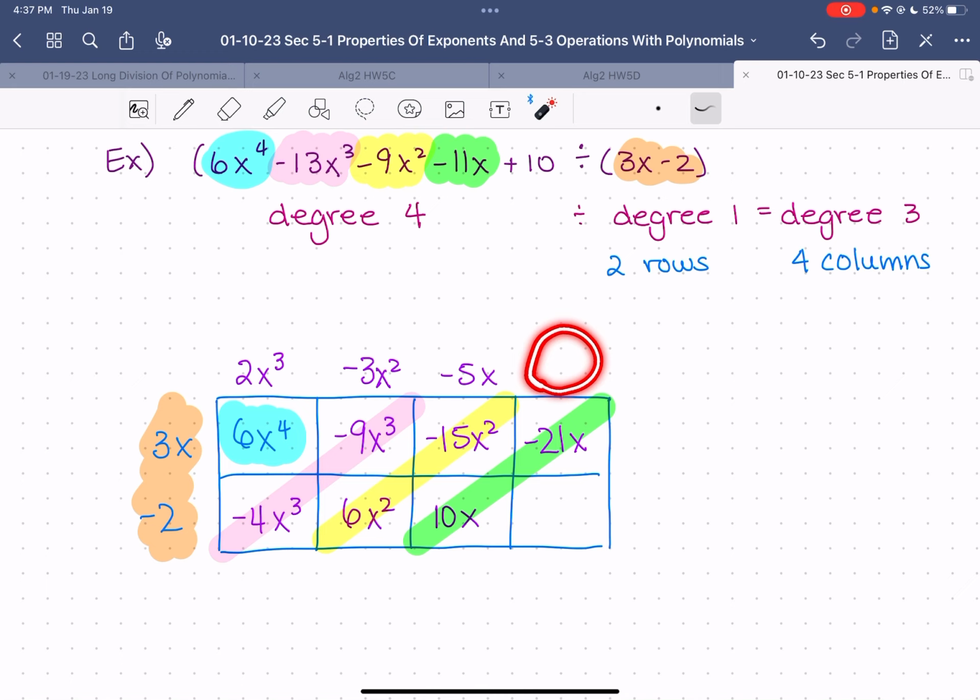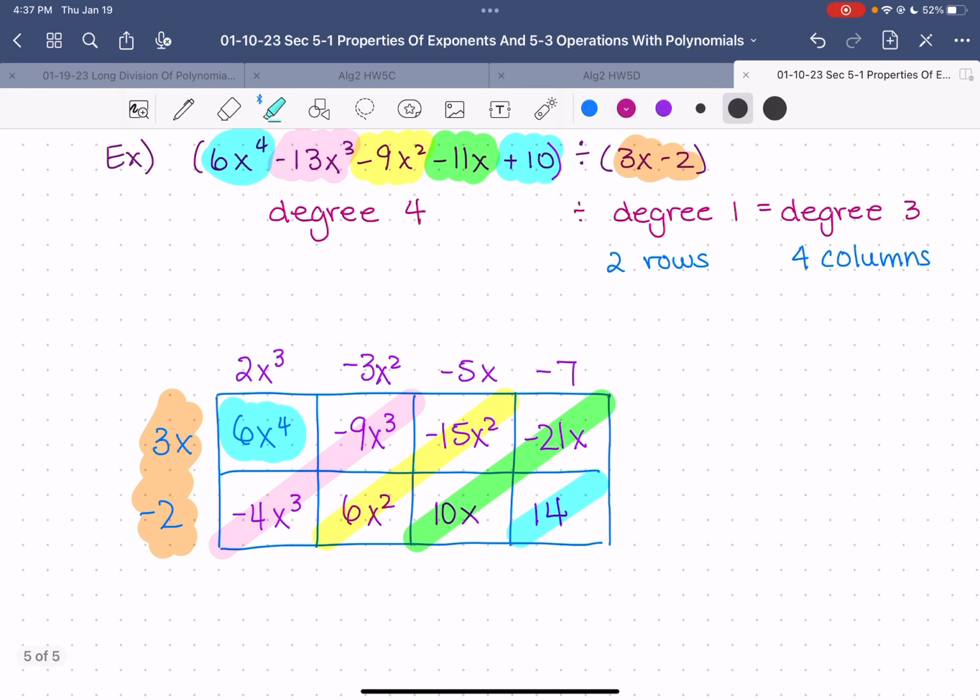So what times 3x is negative 21x? It's going to be negative 7. Multiply by negative 2, and you get 14. And we would expect that this box should add up to that, but it doesn't. I just realized I needed parentheses there, sorry. But when it doesn't, it just means you have a remainder.